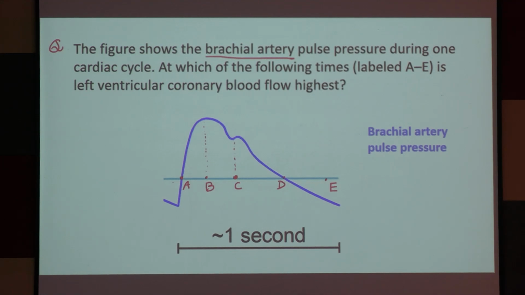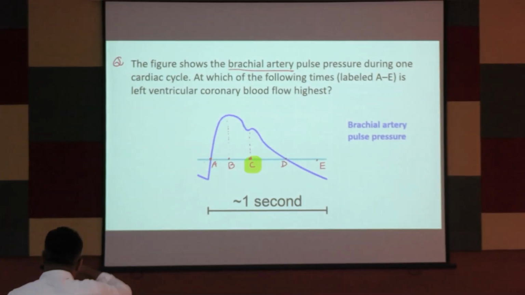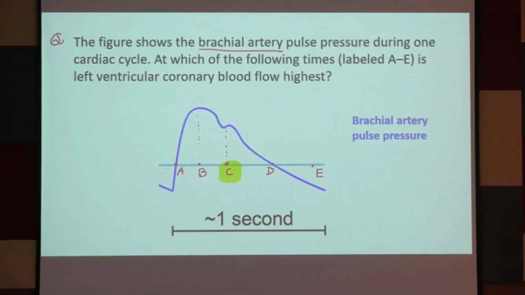This is the arterial pulse tracing, and this question is asking, during systole and diastole, 0.3 second systole, 0.5 second diastole, within this 0.8 second, at which point is left ventricular coronary artery flow highest? At what time is the left coronary artery flow highest? Answer is C. Now why is it C? I'll come to it.